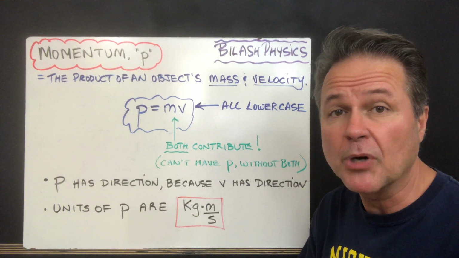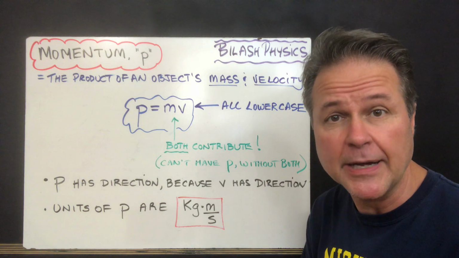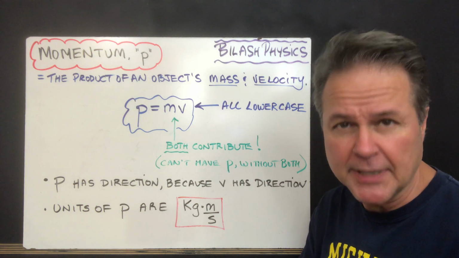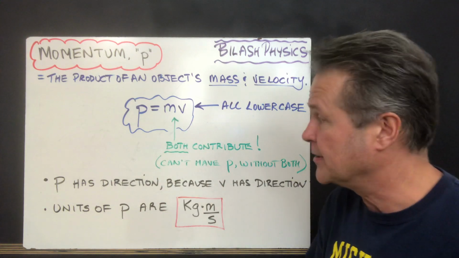Momentum. It's the product of an object's mass and velocity. It's both of those combined. The formula is p equals m times v. And notice that all three letters are lowercase.